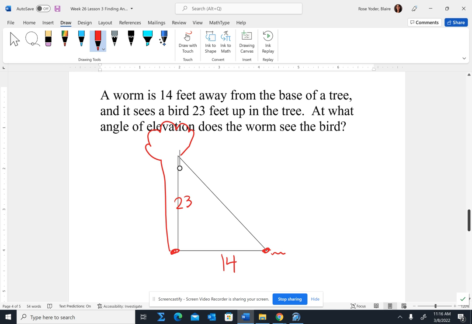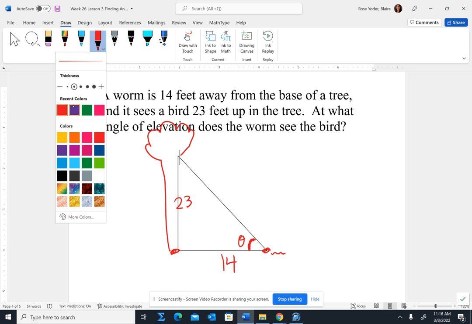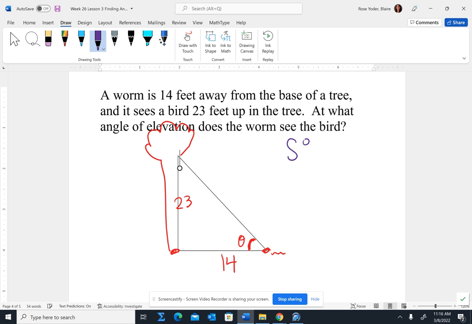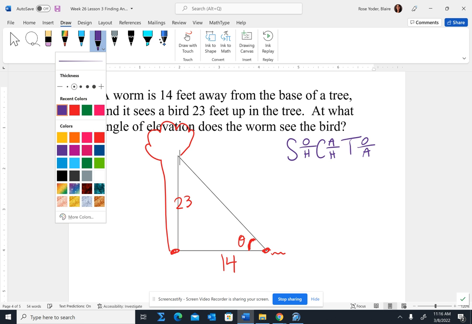So an angle of elevation is the angle at which the worm is looking up at the bird. So I'll call it theta so that it'll look like our previous problems. Okay, some old hippie caught another hippie tripping over apples. Let's set up our trig equation.